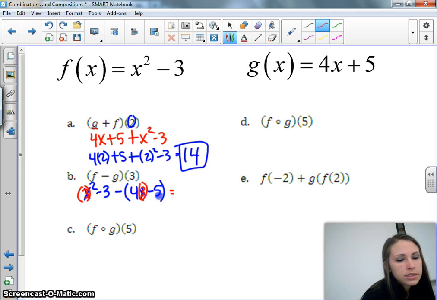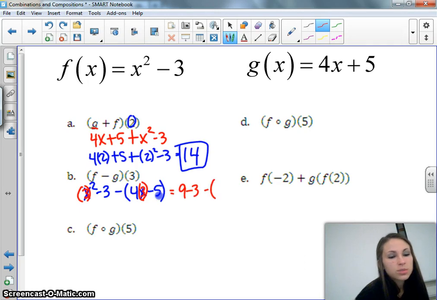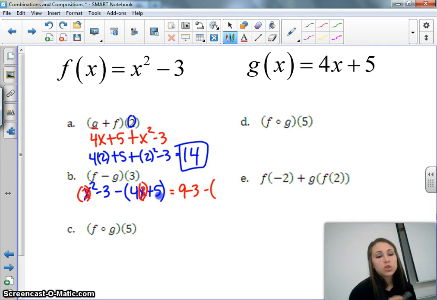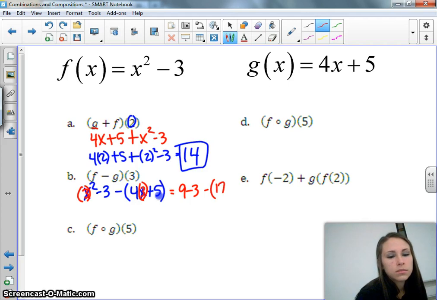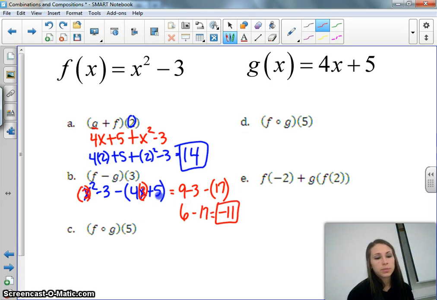When you work it out, this is going to end up being 9 minus 3 minus 4 times 3 is 12. Oh, and this should be a plus 5 right here. Sorry about that. So 12 plus 5 would be 17. And so then I would have a 6 minus 17, which would give me negative 11. And so negative 11 is my answer for part B.